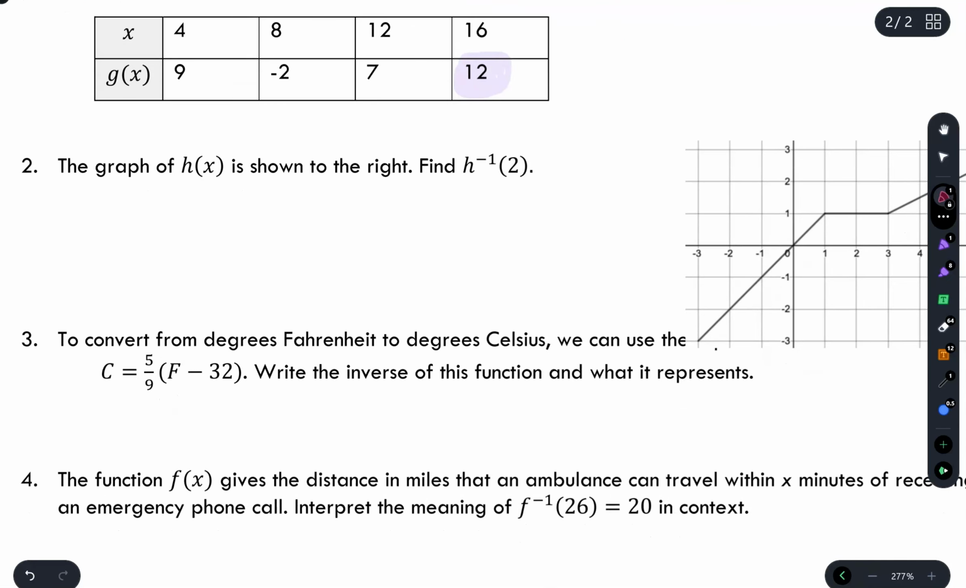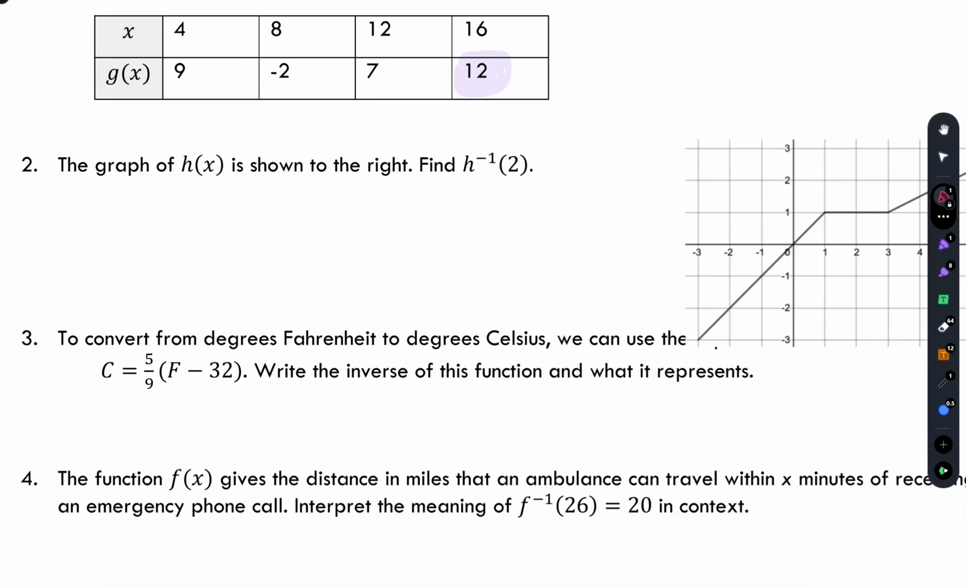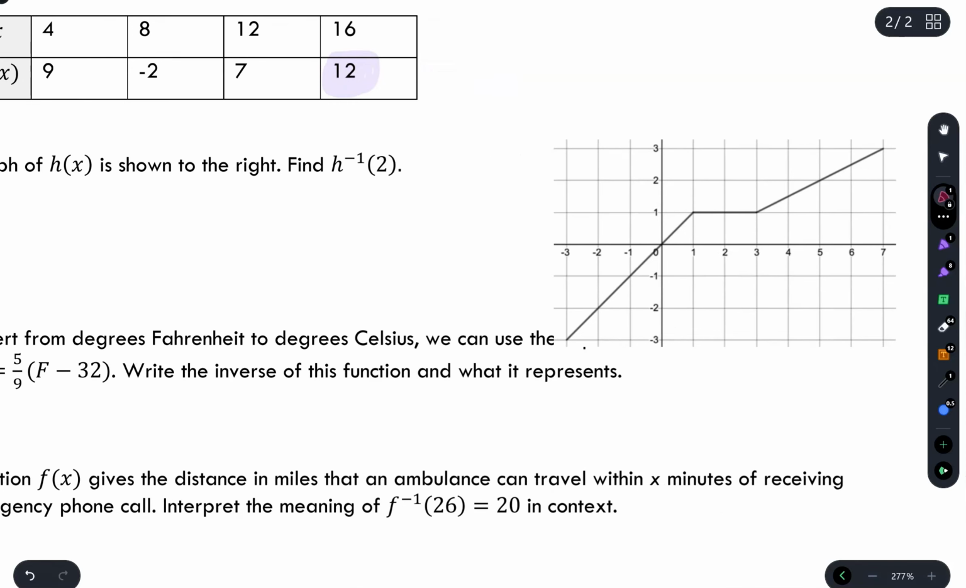All right, so now let's look at this graph for number 3 here. The graph of h is shown to the right. Find h inverse of 2. So I'm going to look for my y value of 2, right? So my y value of 2 is going to be what? 5. So h inverse of 2 is going to be equal to 5 since h of 5 is equal to 2. Yes? Does that make sense?